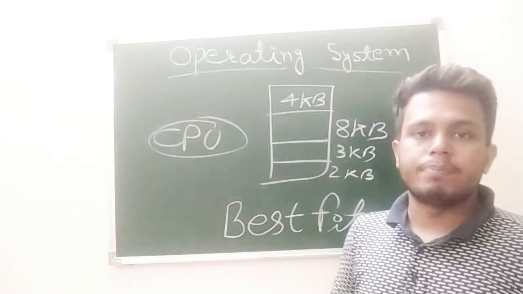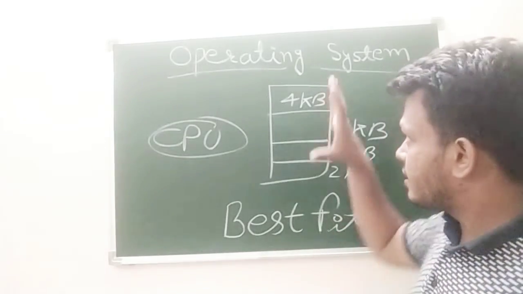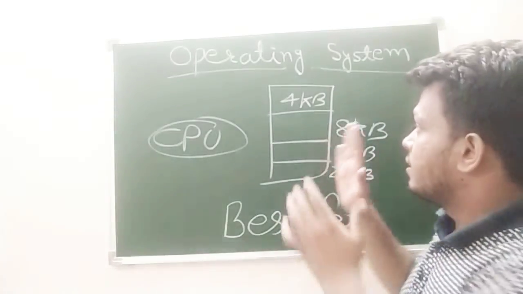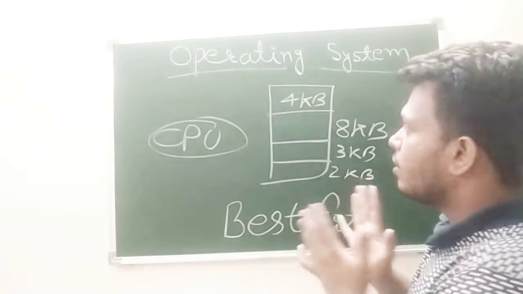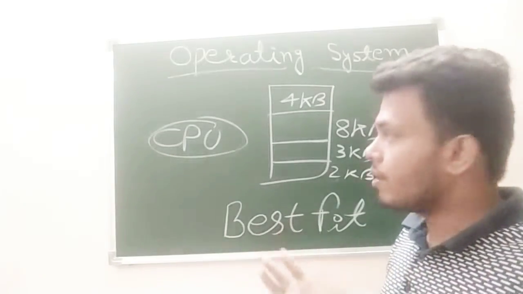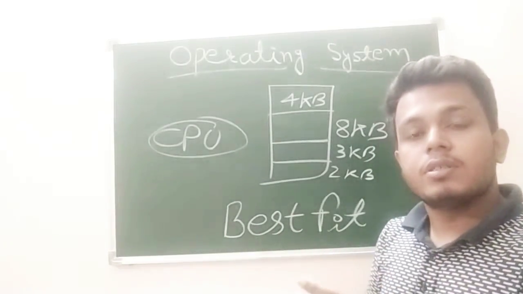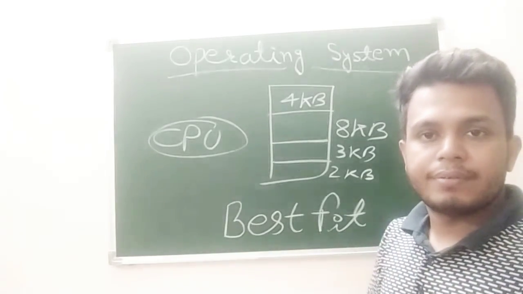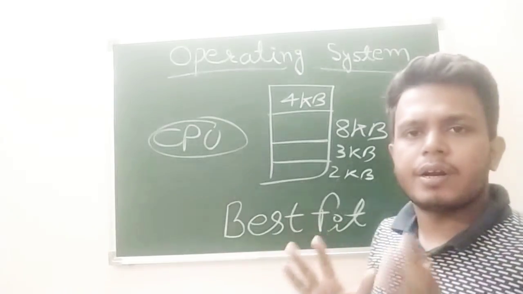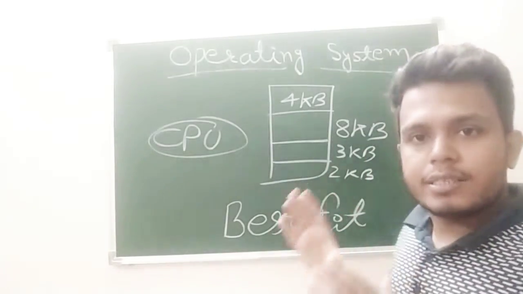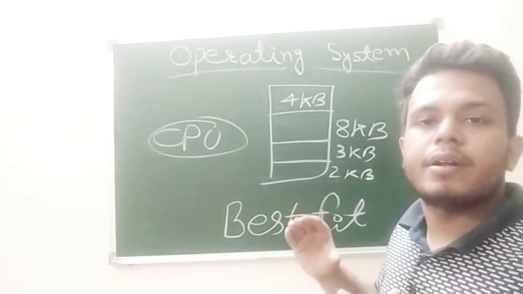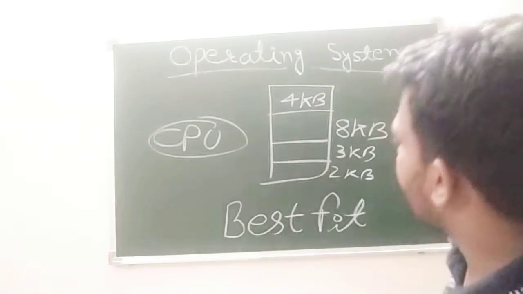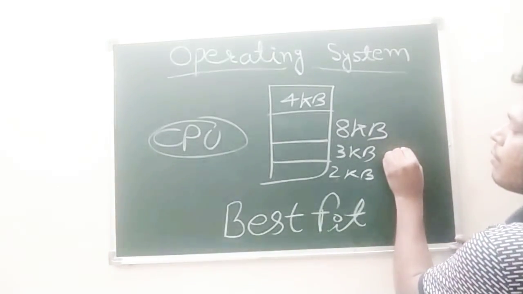What do we actually do in best fit? Best fit says scan the complete memory, and don't go with the larger space, choose the one which has the least internal fragmentation. Clear? In other words, you have to find a place which has the least internal fragmentation. Least internal fragmentation means, suppose a process comes with the size of 1 KB.